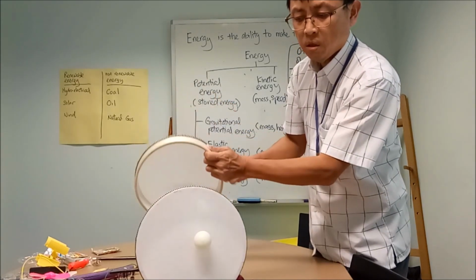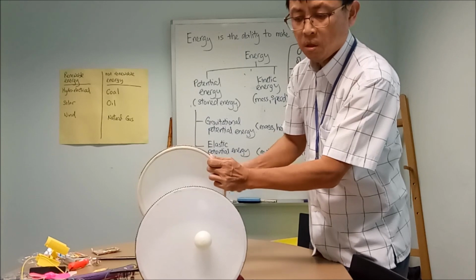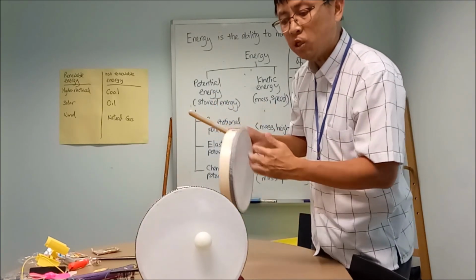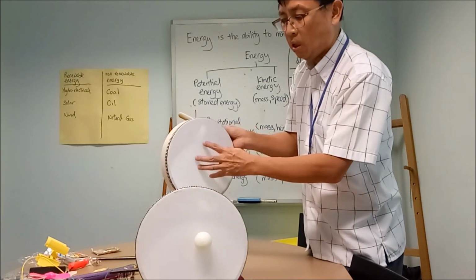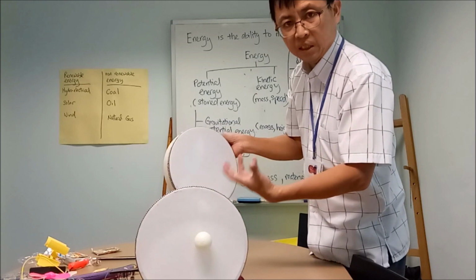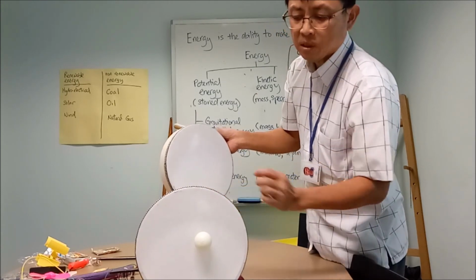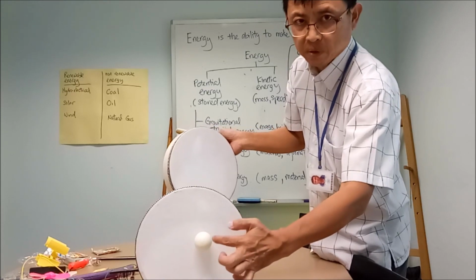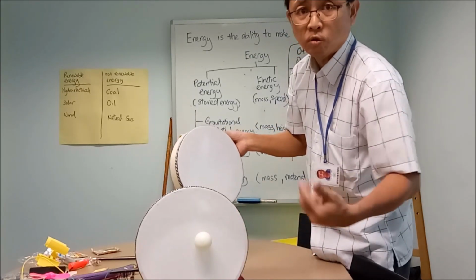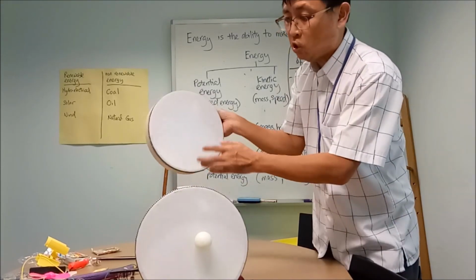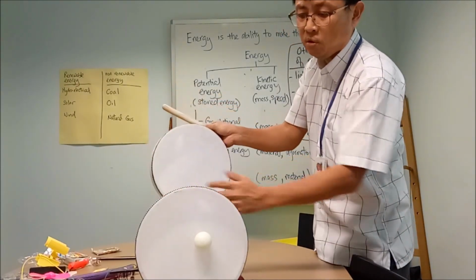Can you see? Can you see the ball moving? So the kinetic energy of this drum forces the air here to move, and that is sound. And this sound pushes this drum skin and makes the ping pong ball jump. So the ping pong ball is jumping. This shows that it has energy, and the energy comes from the sound which is traveling from this drum to that drum.